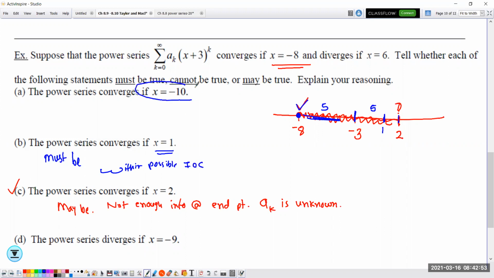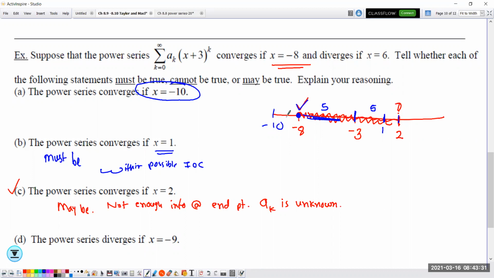What about -10? -10 is what? -10 cannot be, right? What about -9? So try to think about this based on this. I think my answers are slightly different.